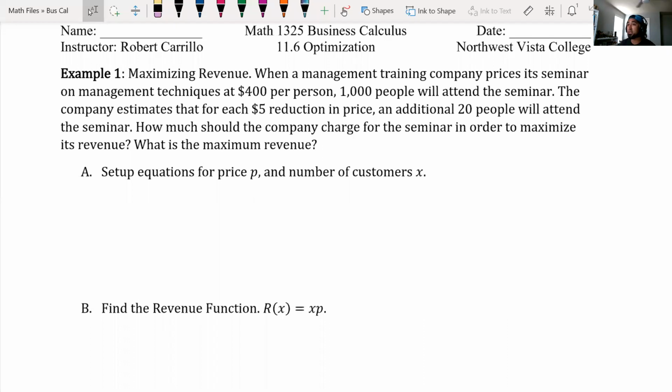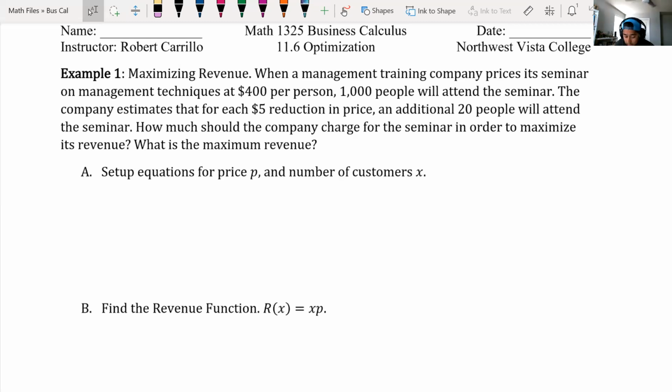Okay, so today is optimization part 2 and 3. So we're still dealing with maximizing and minimizing a certain function. In the first couple examples, we're going to be optimizing revenue functions. So we're going to create a revenue function based off the information given in the problem, and then we're going to optimize it. That means take the derivative, set it equal to 0, solve for x, and then take that x value and plug it in where we need to.